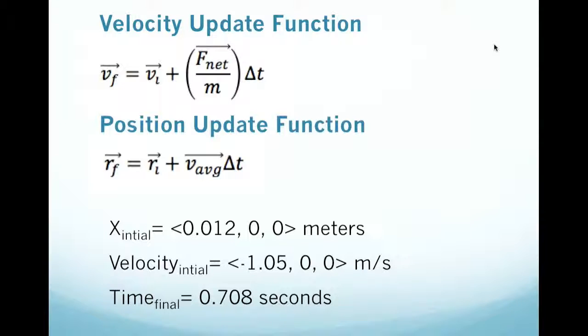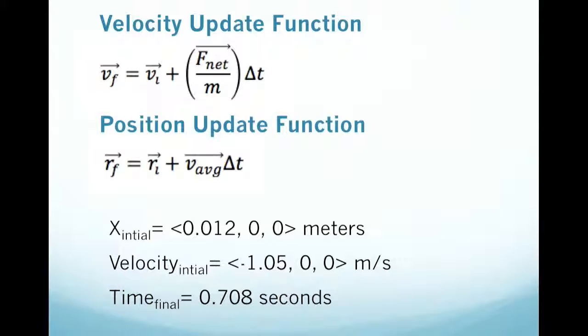Equations I used. First is the velocity equation, which is v final is equal to v initial plus Fnet divided by mass times delta t. Since Fnet is equal to 0, this entire section, Fnet divided by m times delta t, will be equal to 0, and then the equation just becomes velocity final is equal to velocity initial. Since the velocity initial is negative 1.05, that's also then equal to velocity final, which then in turn is equal to the average velocity, because this is supposed to be a system with constant velocity.